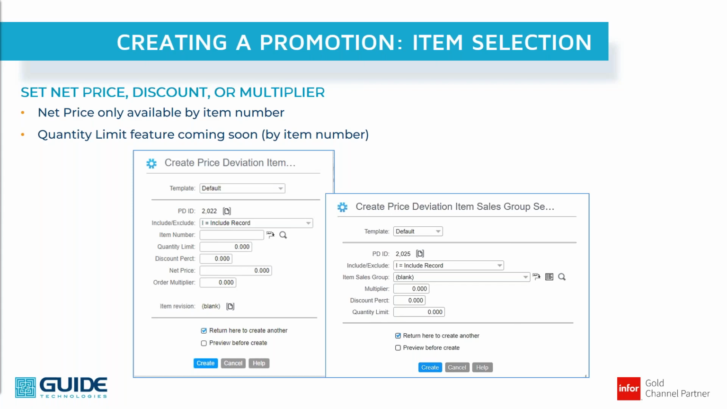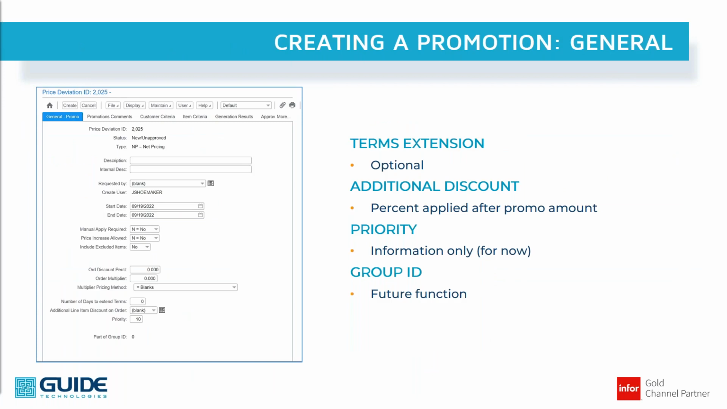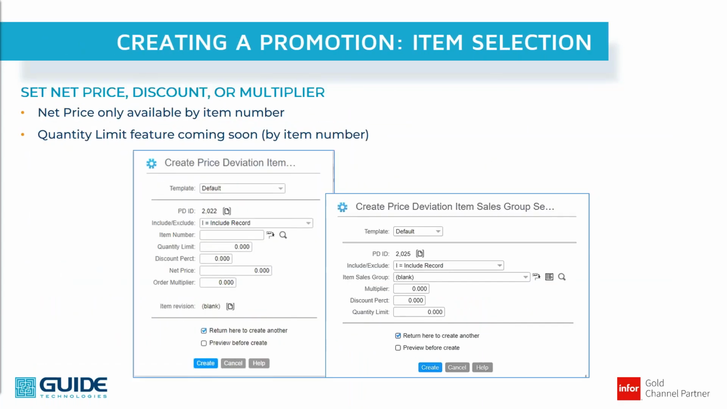And then I will put in a quantity limit if I'd like one. This level here overrides anything that I put in on this first screen. So essentially what I can do is leave it blank on this first screen and fill out here with different percentages based on different item sales groups, if I wished.